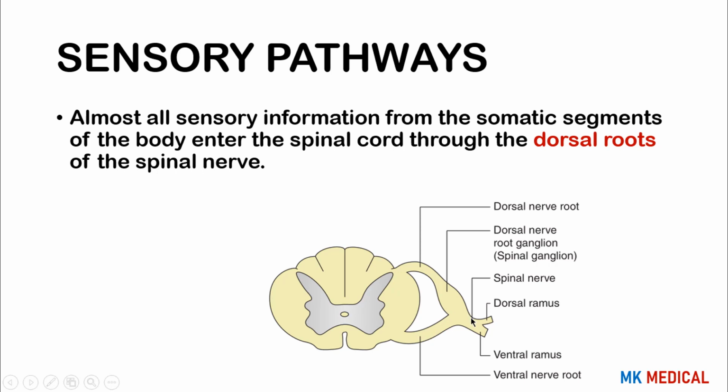And then this is eventually going to join and form a spinal nerve that can divide into a ventral ramus and a dorsal ramus, or an anterior ramus and a posterior ramus. And then these are eventually going to divide into further communicating branches. So if you understand this basic explanation of the spinal nerves, then it's going to make talking about the pathways a whole lot easier.